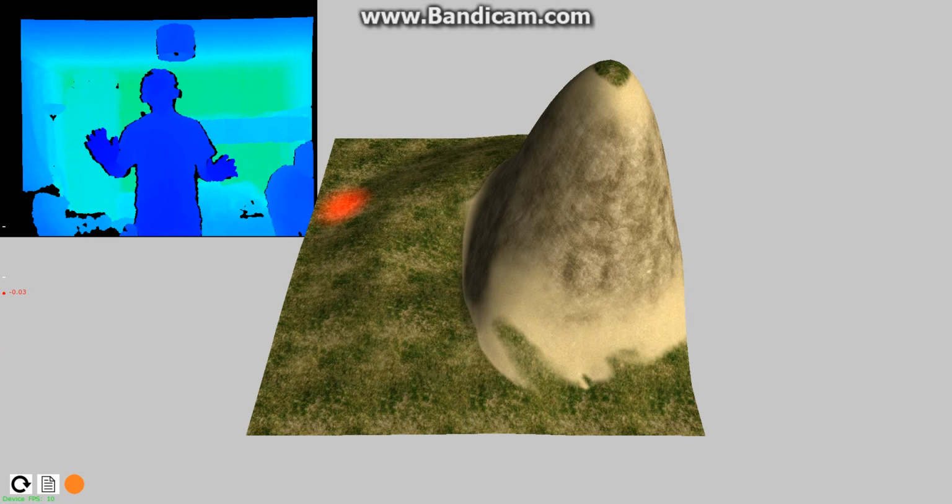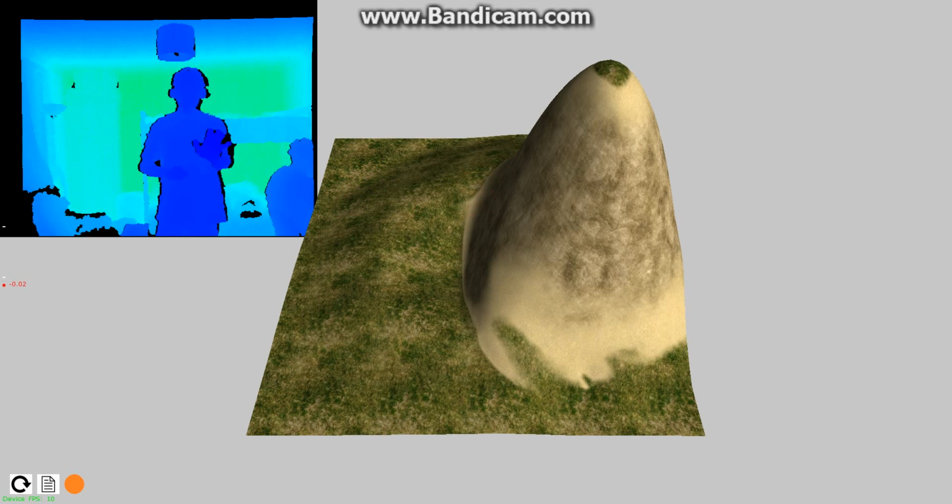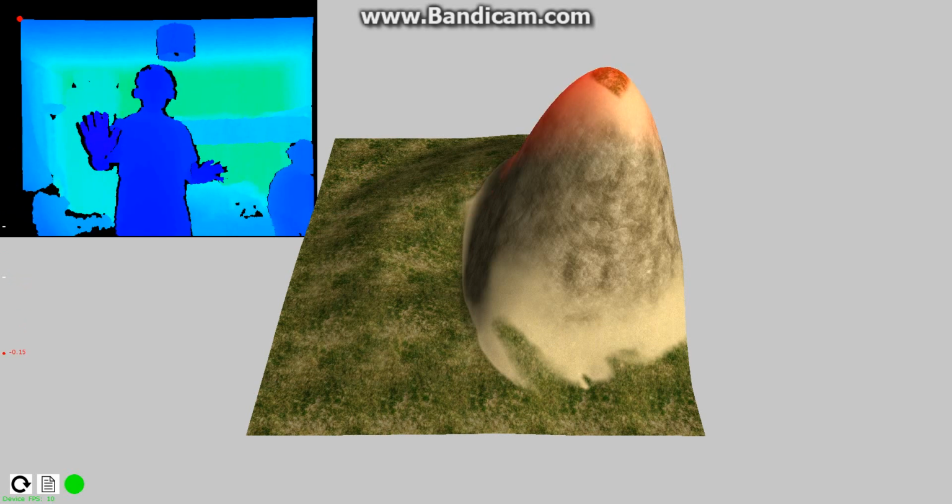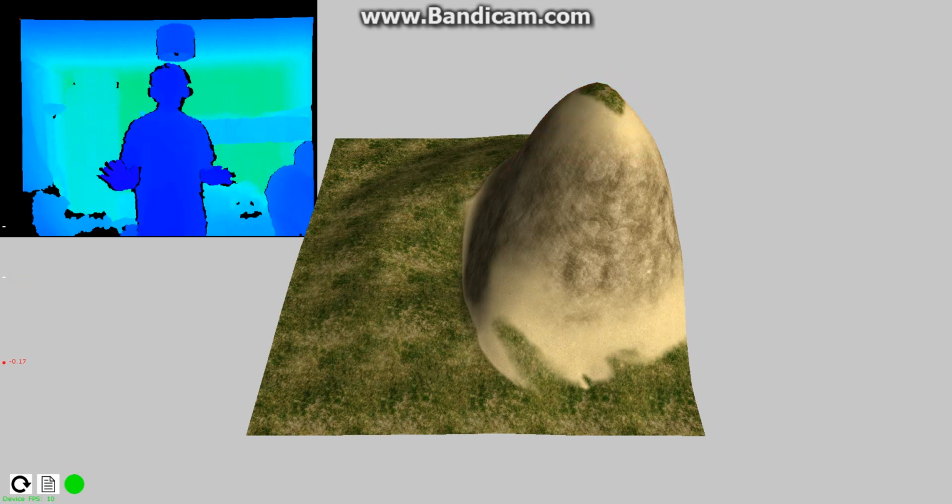The UI was made in such a way that it can be interacted with using both the Kinect sensor as well as mouse and keyboard, so it's very well designed. If I hover over the button long enough, it triggers a click. In this case I'm just going to try and reset the terrain.